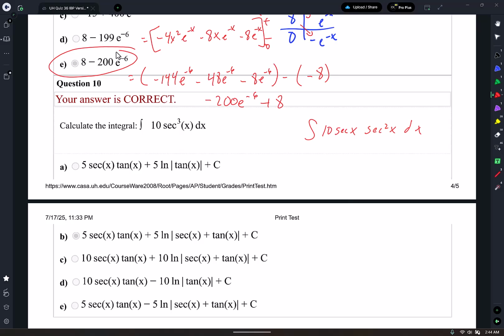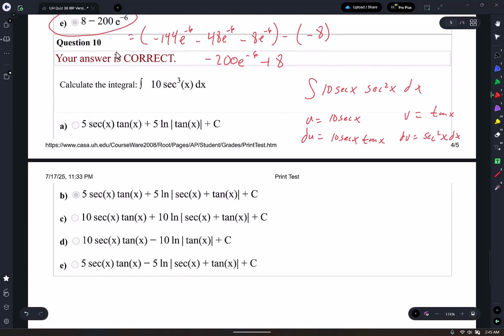So there it is. And then our hack's going to be, it's pretty easy to take a derivative of secant x, and it's pretty easy to take the antiderivative of secant squared x. So there it is. That's our hint. So our u has to equal 10 secant x. So du is equal to 10 secant x tan x dx. And then our dv has to be secant squared x dx. And then v is going to be the antiderivative of secant squared, which is tan x. The derivative of tan x is secant squared.